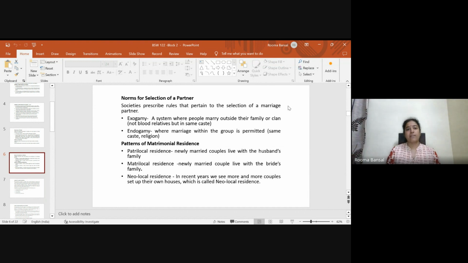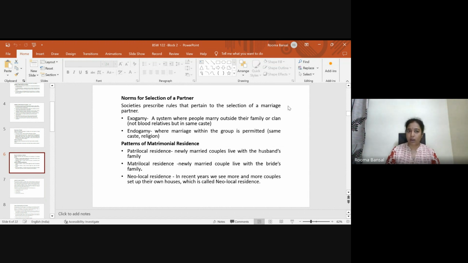Next is the pattern of matrimonial residence, means after marriage the kind of residence where the couple is going to stay is known as matrimonial residence. One is patrilocal residence, where the newly married couple live with the husband's family. Here it means after marriage the girl is coming to the boy's family and staying with her husband's family.